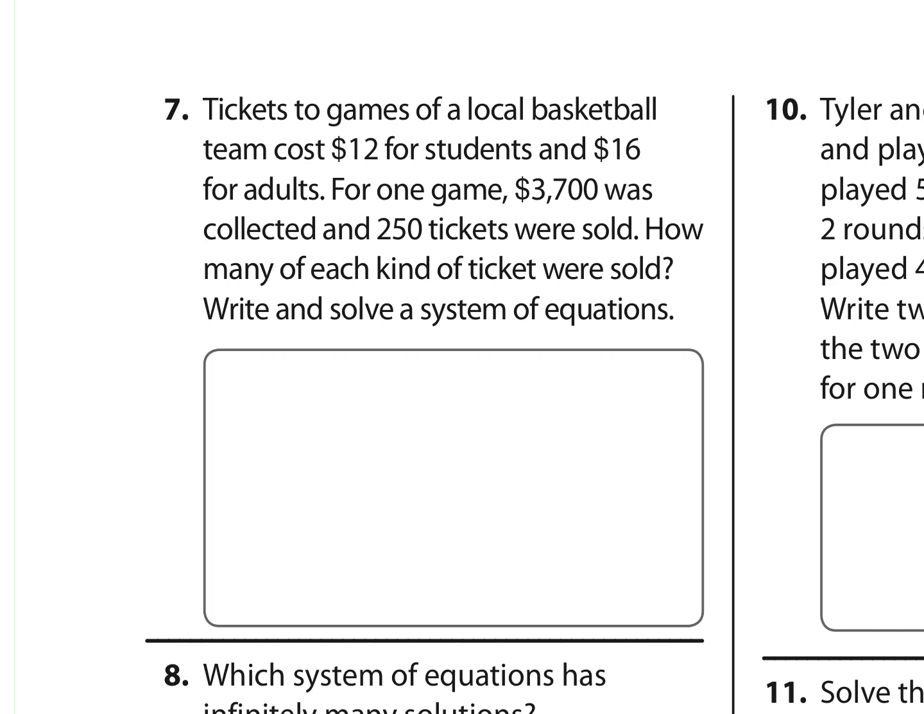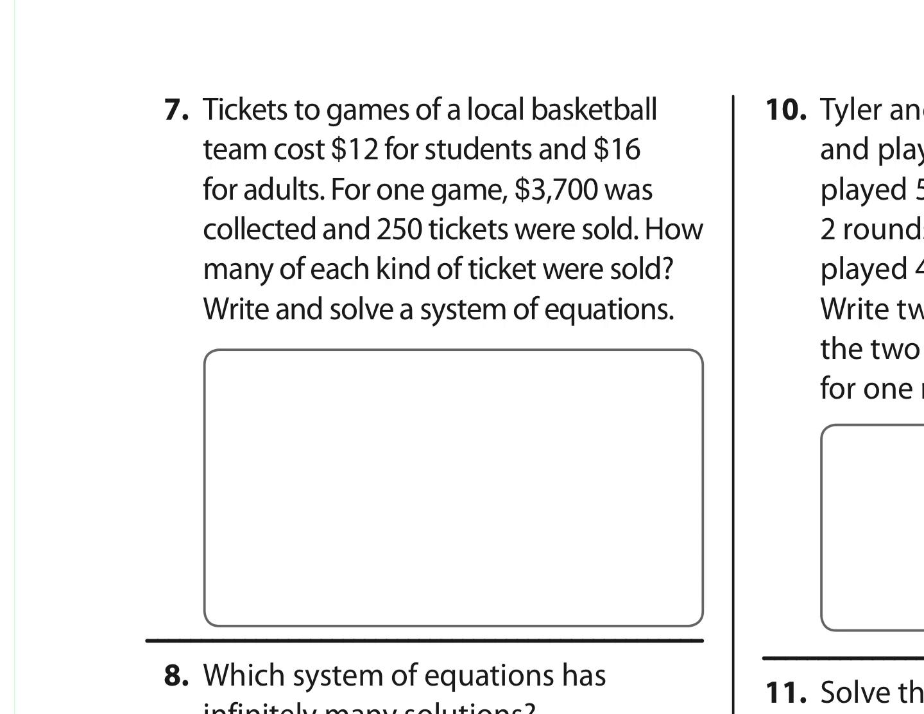Number 7, tickets to games of a local basketball team cost $12 for students and $16 for adults. For one game, $3,700 were collected and 250 tickets were sold. How many of each kind of ticket were sold? Write and solve a system of equations.